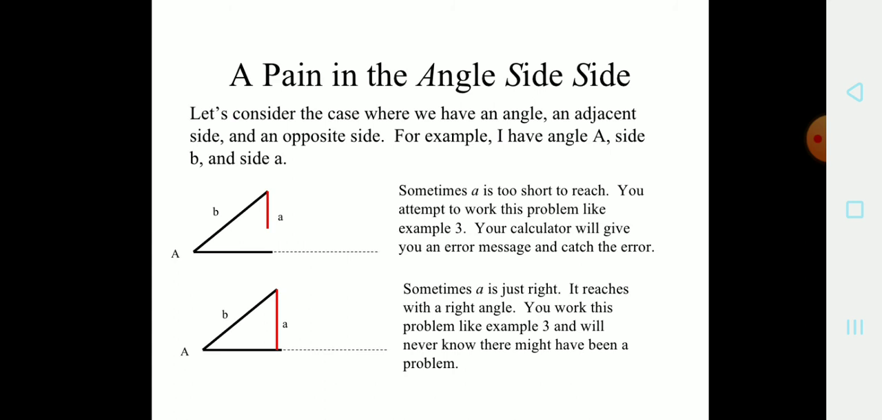Now let's consider the case where we have an angle, an adjacent side, and the opposite side. For example, I have angle A, side B, and side A. Sometimes A is too short to reach. If you attempt to work these problems like example number 3, the calculator will give you an error message and catch the error. Sometimes A is just right, so it reaches with a right angle.